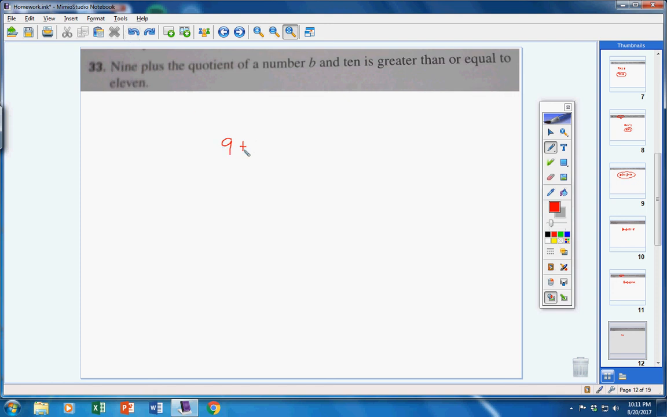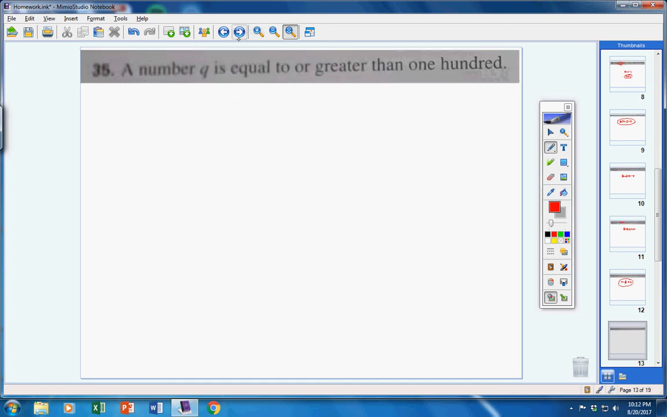So 9 plus the quotient, so here's my fraction, the quotient of what? A number b and 10. See it? 9 plus the quotient of, quotient means divide, so 9 plus a division problem, or 9 plus a fraction, so 9 plus b over 10 is greater than or equal to 11, and that is the correct answer. Alright, keep moving on to number 35.